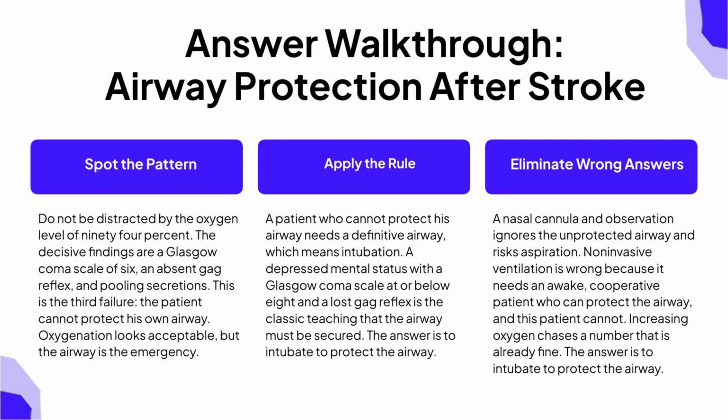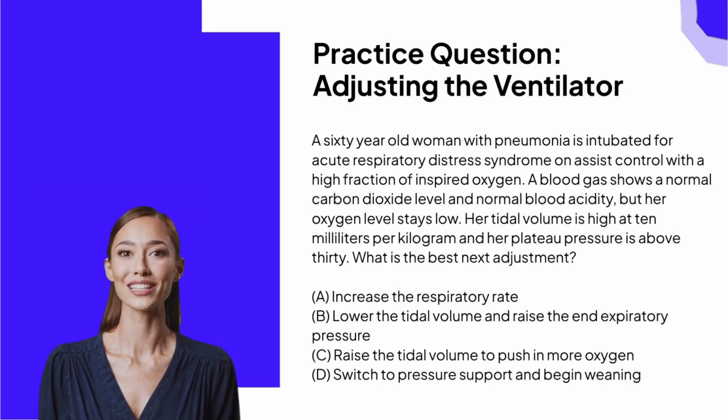Now eliminate the wrong answers. A nasal cannula and observation ignores the airway and invites aspiration. Non-invasive positive pressure ventilation is a trap because it requires an awake, cooperative patient who can protect the airway, and this man cannot. Increasing the oxygen flow chases a number that is already fine and delays the real fix. The answer is to intubate to protect the airway. Notice that the oxygen number was never the point. The airway was.